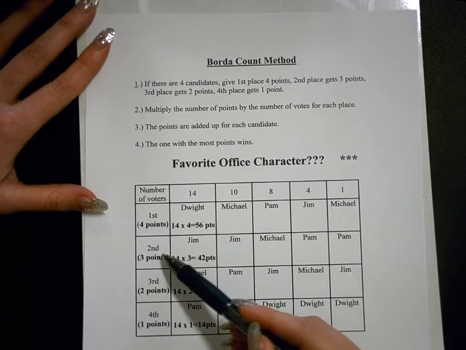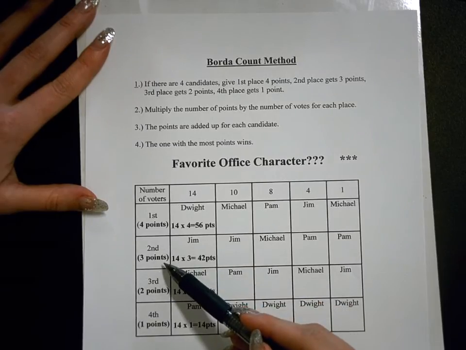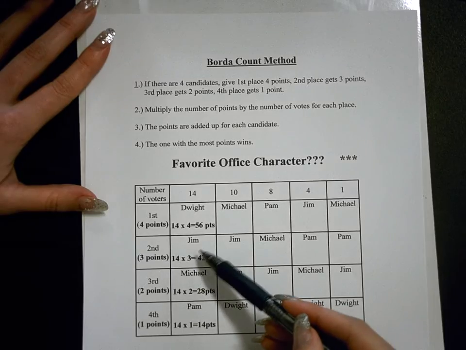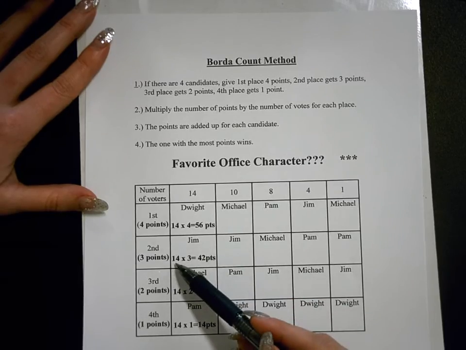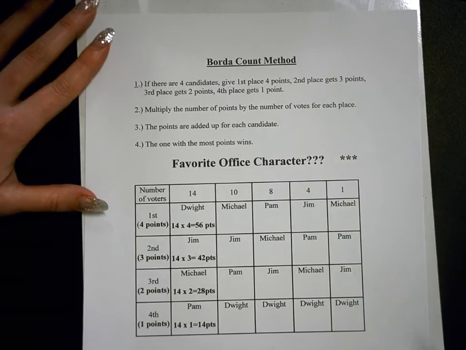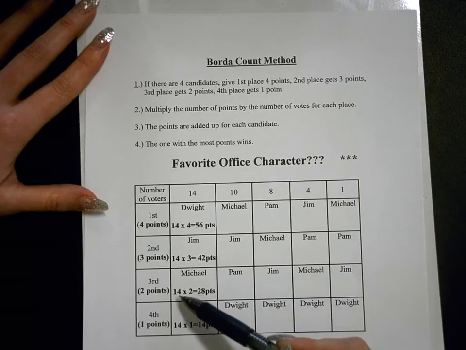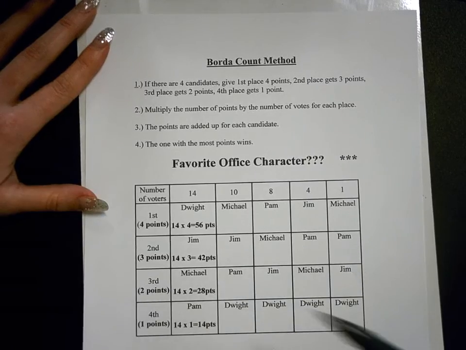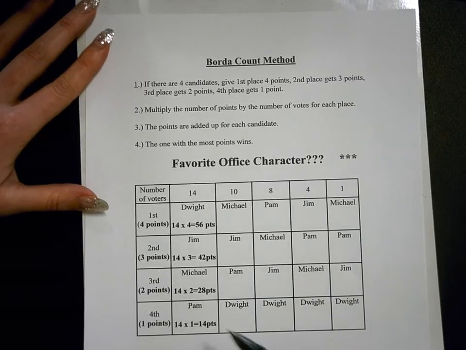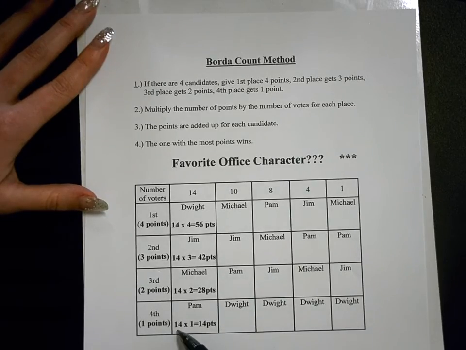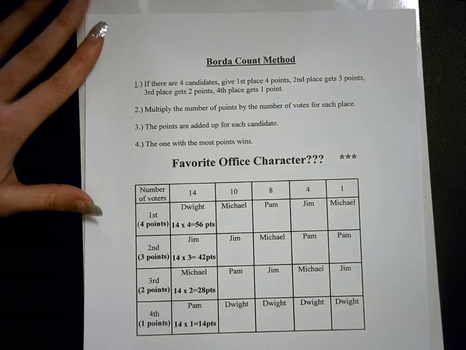Jim, he is in second place. So second place, under the Borda count method, you get 3 points, and there's 14 people who voted him in second. So we're going to go 14 times 3 equals 42. And Michael is in third place, so he gets 2 points, and there's 14 people who voted him that way, so we're going to go 14 times 2 equals 28. And then lastly, Pam, who is in last place, gets 1 point, but there's 14 people who voted her in last place, so we're going to go 14 times 1, which is 14 points.